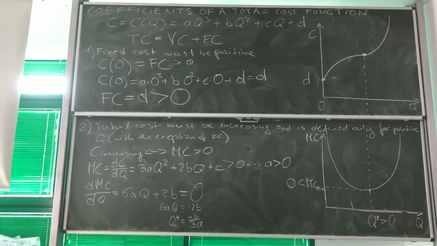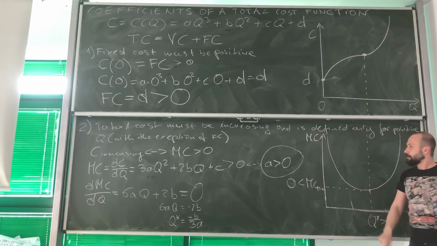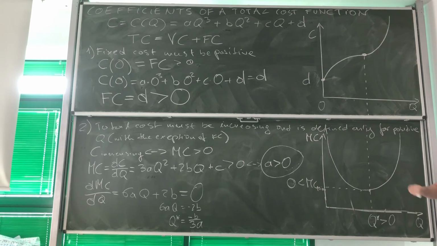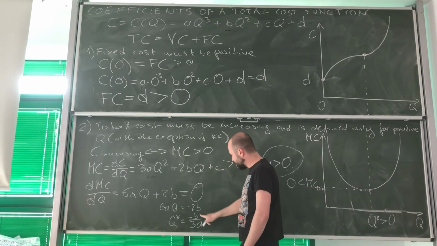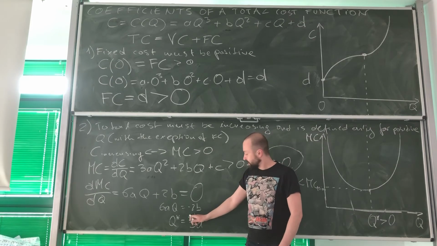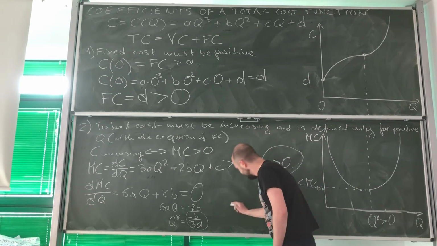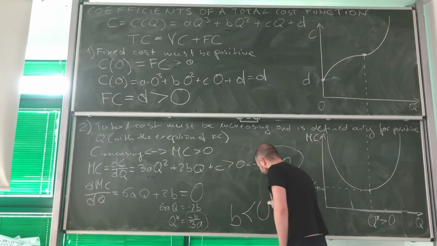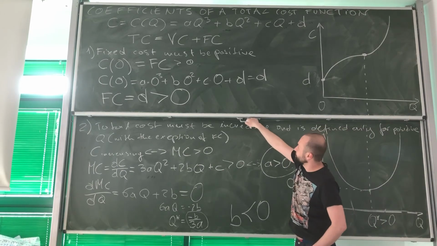Okay, now what we have already established is that a must be bigger than 0. So look, now the next thing we need to establish is what is going to be b. Now look, if a is positive, we've got minus in front. The only way this expression is going to be positive is if b is smaller than 0. And this is how we get our third restriction.